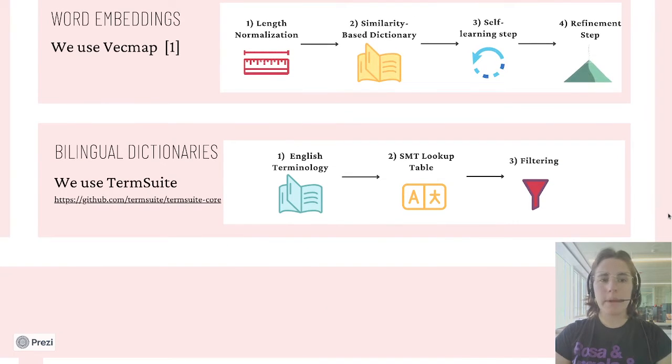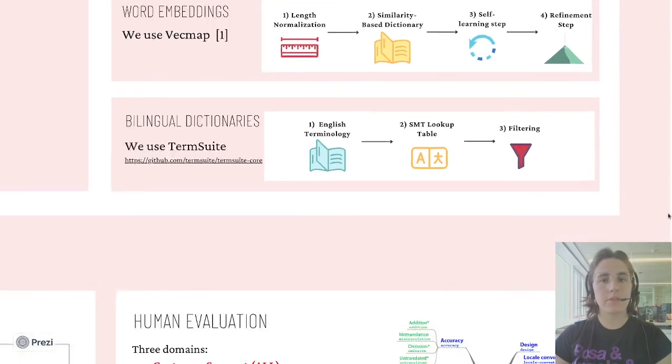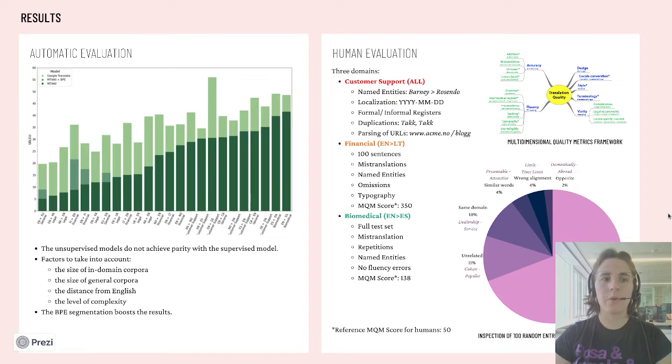We have also built bilingual dictionaries for specific domains. We have used TermSuite. You can access it here on GitHub. And the way we have done it is by extracting first English terminology, then looking at the statistical machine translation lookup table to obtain the corresponding terms in each of the other languages. And finally, we have applied a filtering step with a threshold to make sure that we only obtain high quality results.